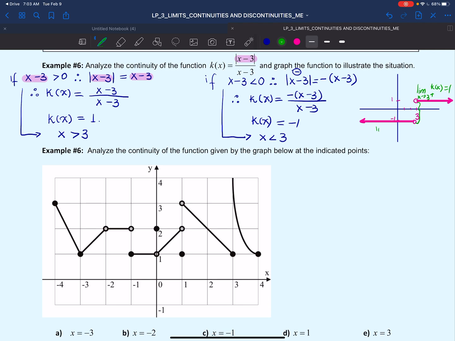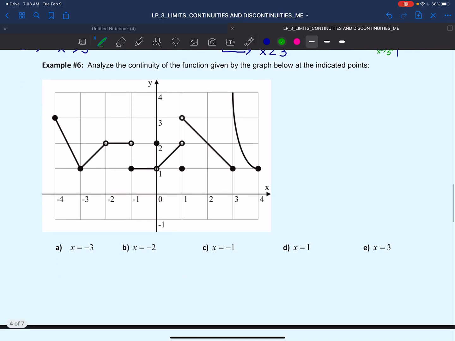And the limit as x approaches 3 from the left would equal negative 1. Now I brought in another example, example 6. We are given the graph of some piecewise functions made of various pieces, right? And we have to find and analyze the discontinuity at each indicated point.